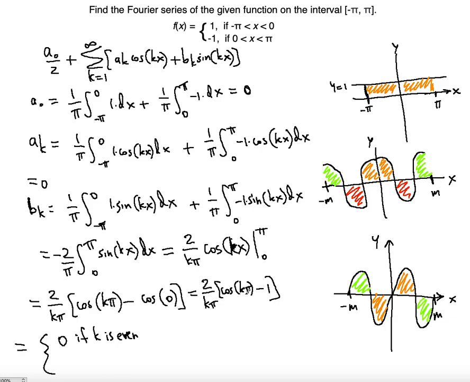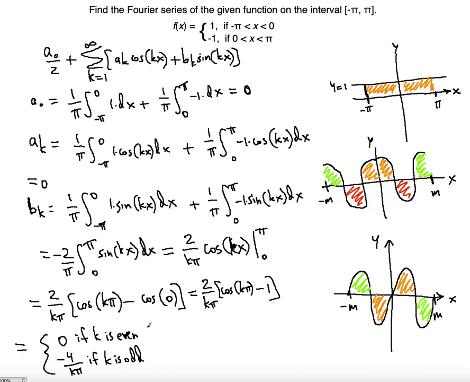However, what if k is odd? What if k is 1, for example? That means you will get cosine of pi. Cosine of pi is negative 1. Negative 1 minus 1 is negative 2. So you get negative 4 as a result on the top, right? So negative 4 over k pi if k is odd.